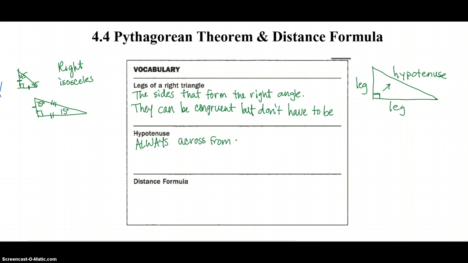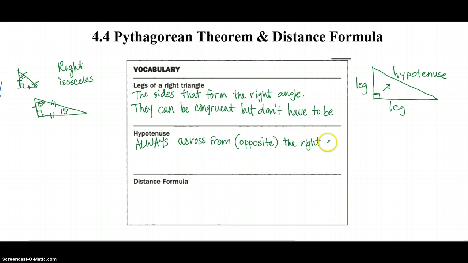And what's one word that we have used in the past that means across from? No? That means next to. Starts with an O. Opposite. So always across from or opposite the right angle.